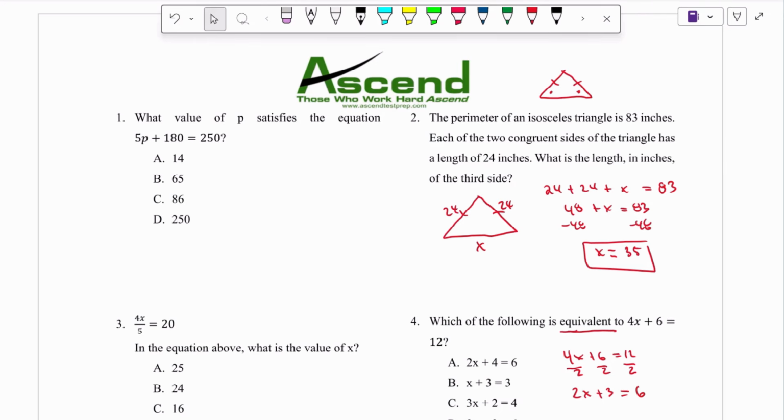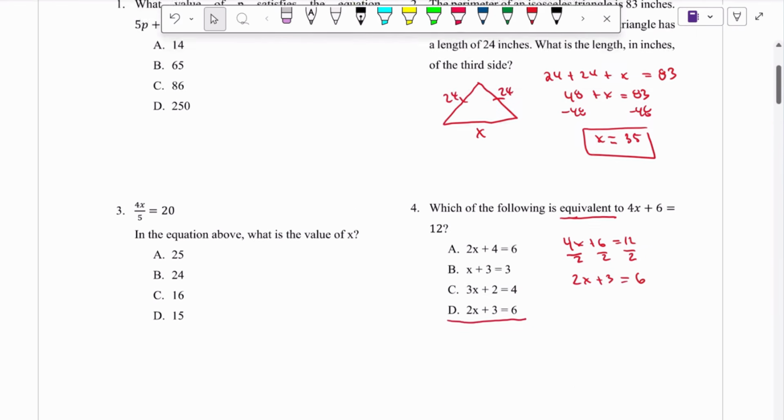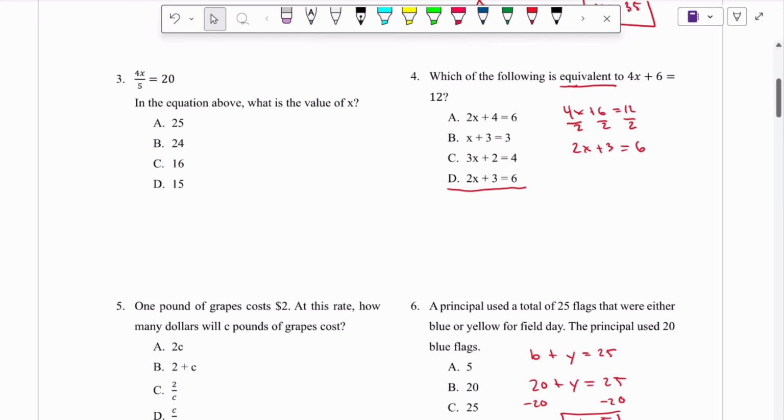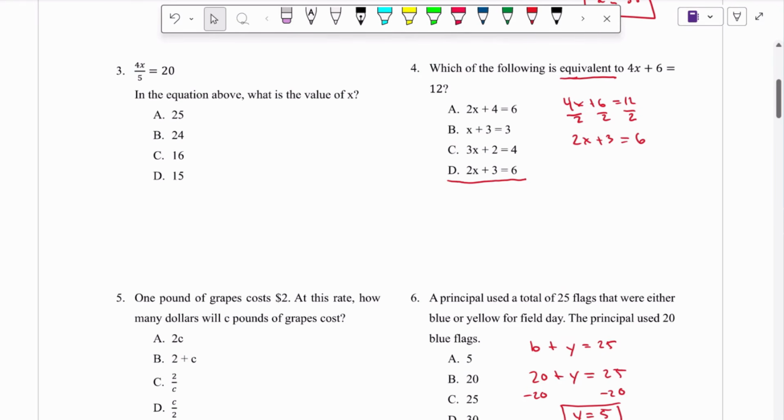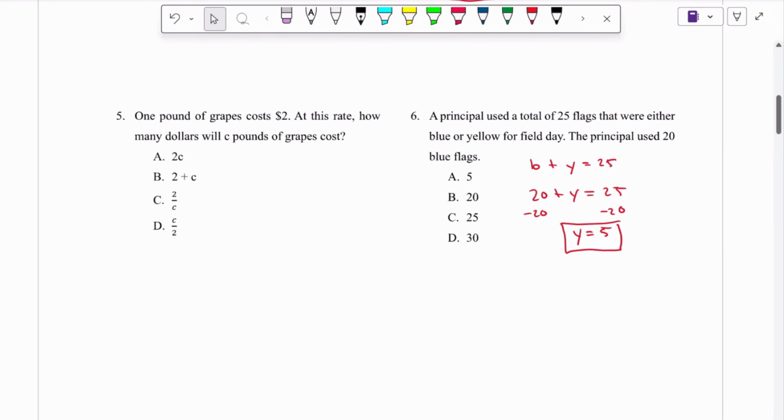Key takeaways from problem number 2: you need to know that perimeter means all of the sides added up, the path around the shape. Isosceles, two sides are congruent. Key takeaway for problem number 4, the word equivalent means equal to. Problem 6, I'm translating the words into an algebraic problem.